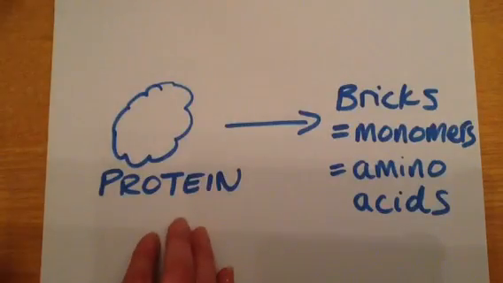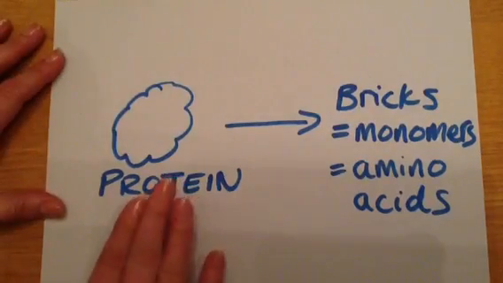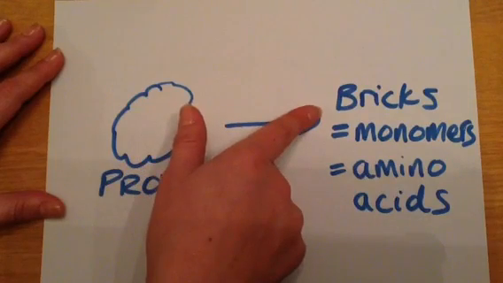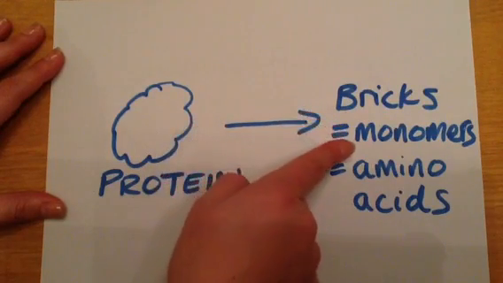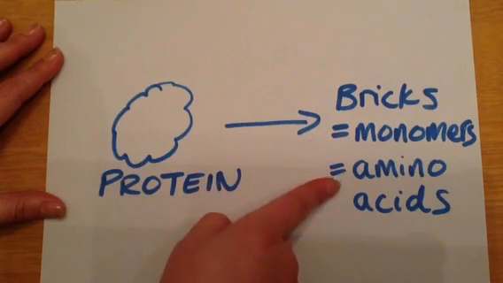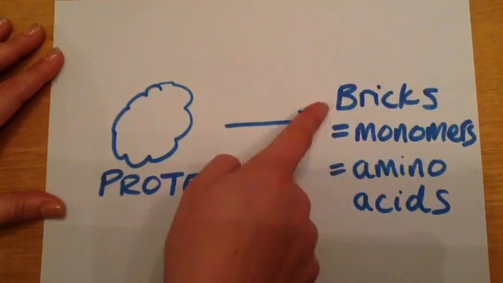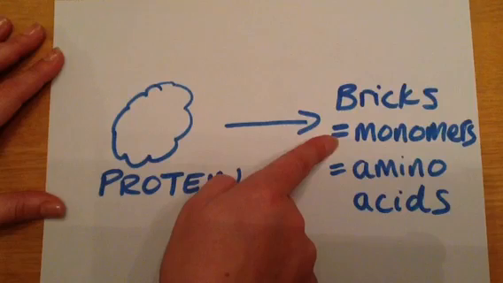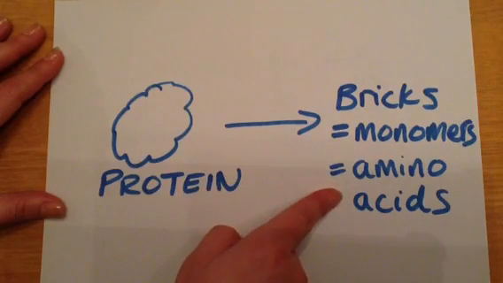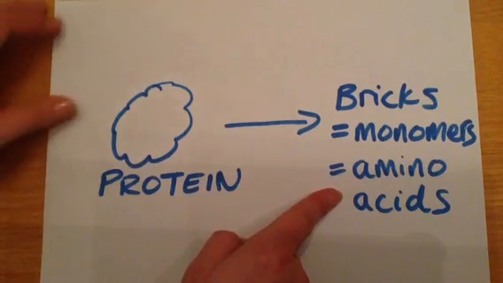So thinking about proteins then, if we want to build a protein, we need bricks. Now in biology we call these building blocks, these bricks, monomers. And for proteins specifically, the bricks, the individual monomer units that we need to make a protein are called amino acids.